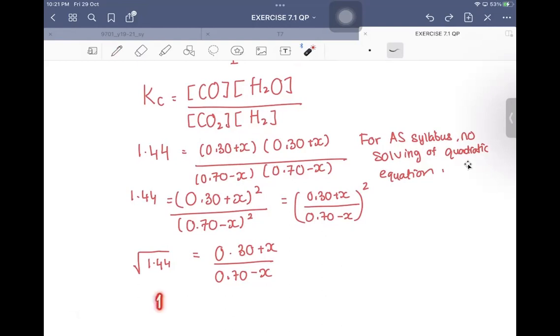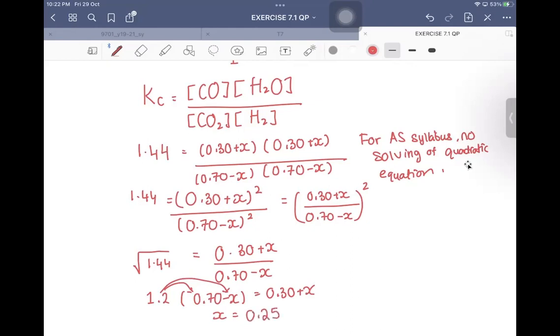Ah, that's nice. 1.2 times 0.70 minus x, 0.30 plus x. Okay, you open the bracket and you will get a nice expression in terms of x. You should get your x as 0.25. Okay, can you please work that out?